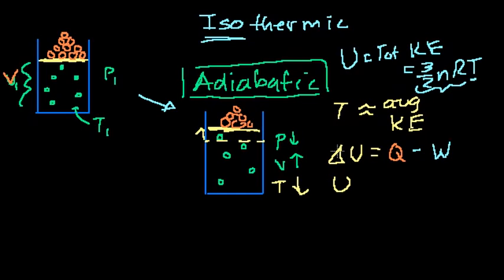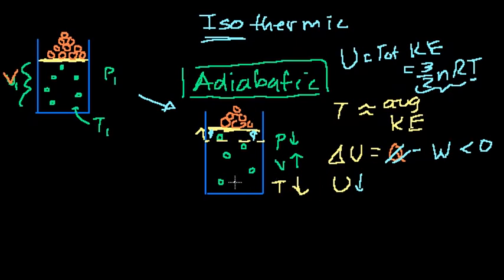Now it's adiabatic, so there's no heat added to the system. So the change in internal energy is equal to minus the work done by the system. Well, in this situation, the system did do work. It pushed this piston up by some distance with some force. So your delta U is negative. It's less than 0. So U went down. And that makes sense. If temperature changed, then the internal energy is going to change.